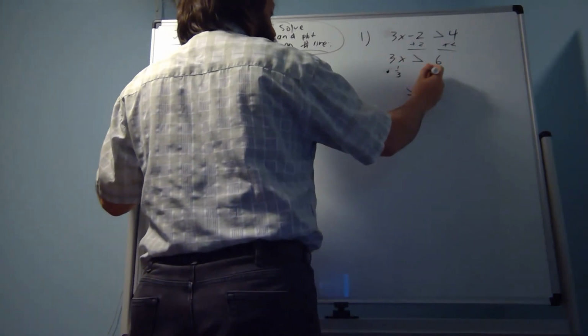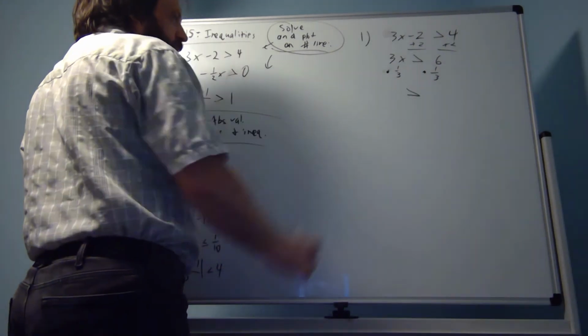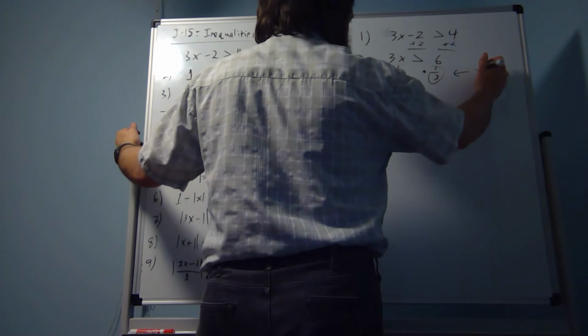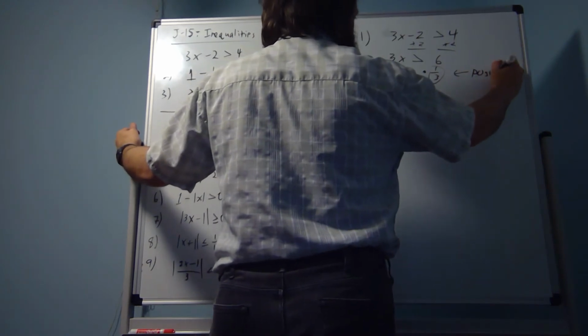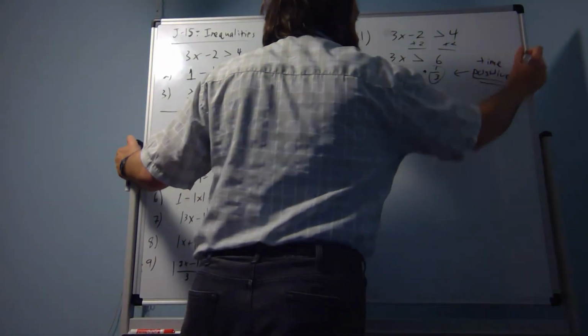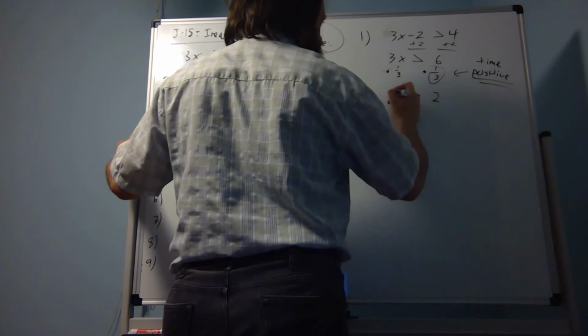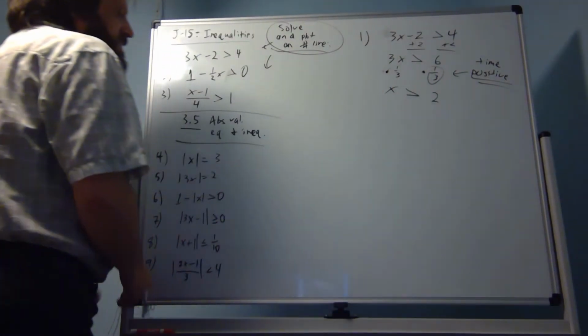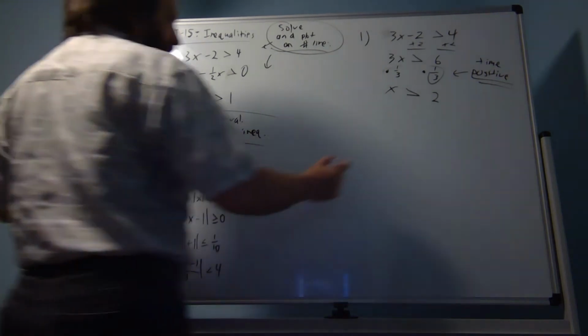Stop for just half a second and be like, oh, hey, okay, I'm multiplying by a positive. You don't have to write this down, but you should absolutely be thinking this in your head. At the very least, you're multiplying by a positive number, so we get 2 on that side, and x is still larger than 2 as the solution set.